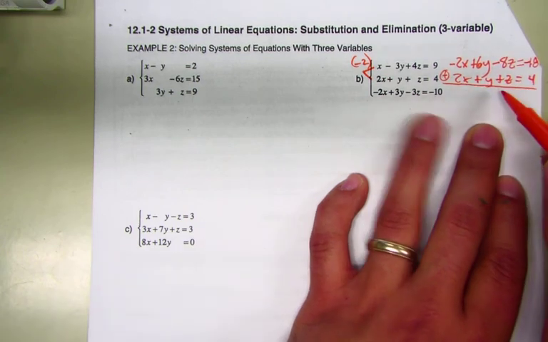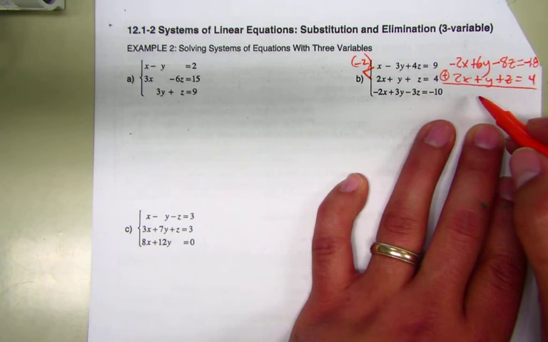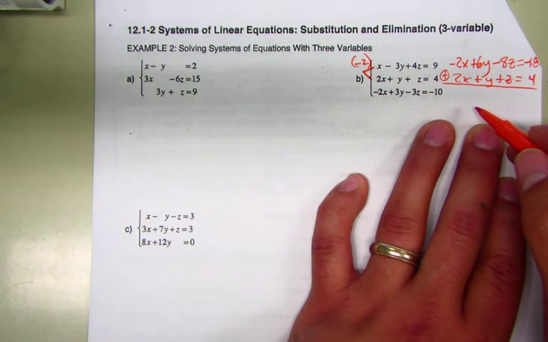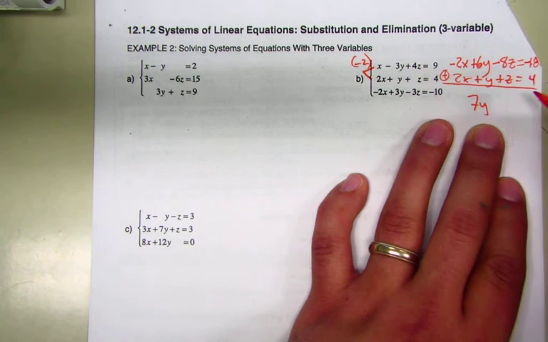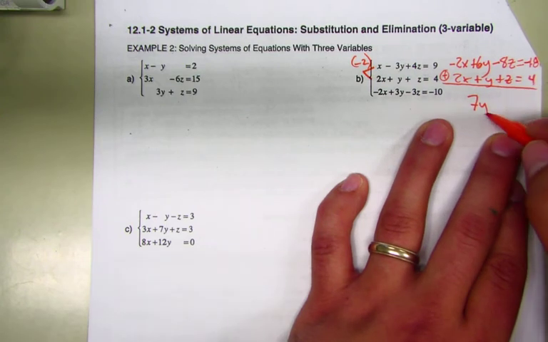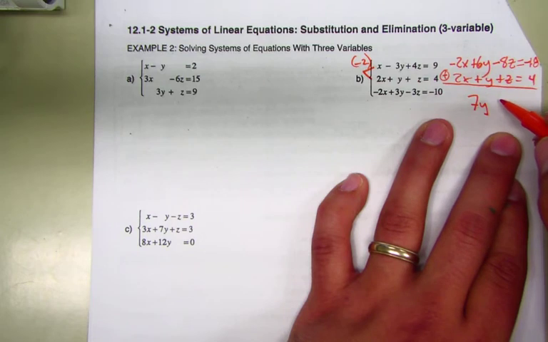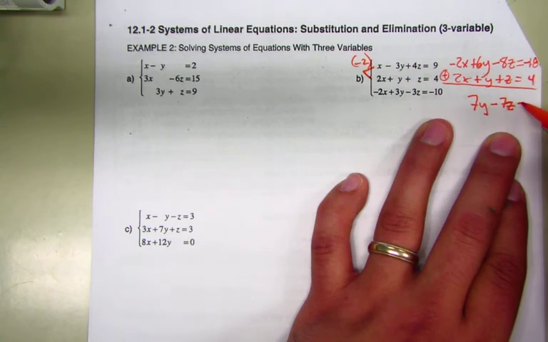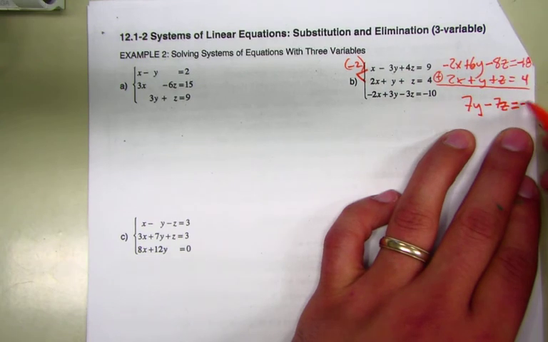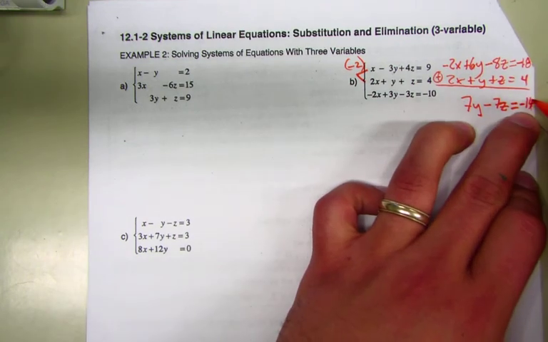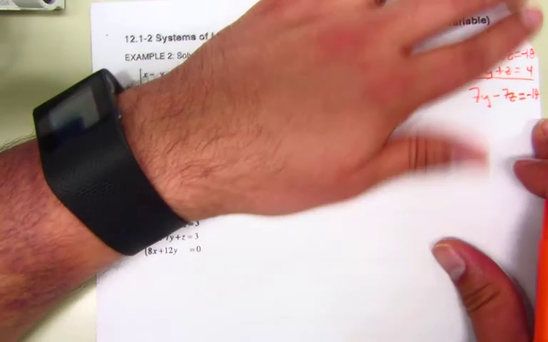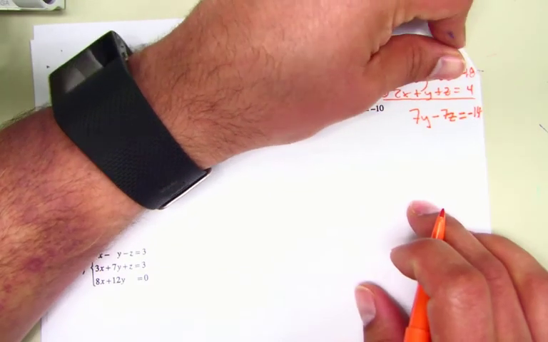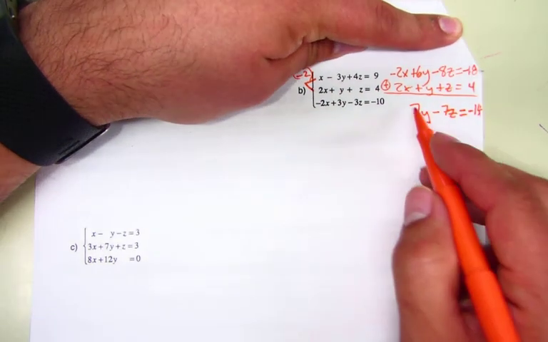When you add these two equations together, what is left? Seven y, yes. Positive or negative? -7z equals -14. I'm out of space, but that's -14 right over here. Oof. That's still, oh, that kind of looks like a 14. Okay. So there's one equation.